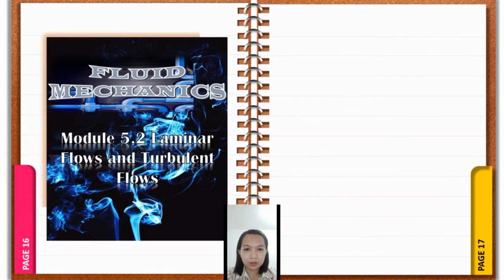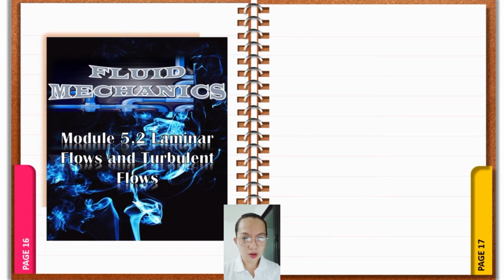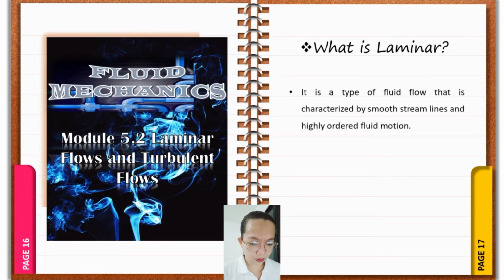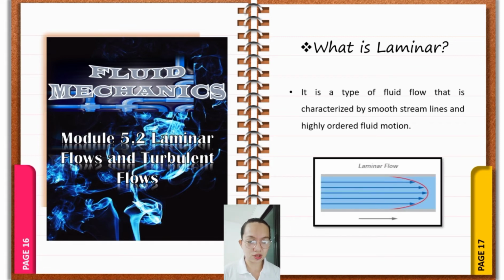Module 5.2, Laminar Flow and Turbulent Flow. Hi, I am Pinky Dondon and my topic is about laminar flow. So what is laminar flow? It's a type of fluid flow that is characterized by smooth streamlines and highly ordered motion. Laminar flow is encountered when highly viscous fluids such as oils flow in small pipes or narrow passages.